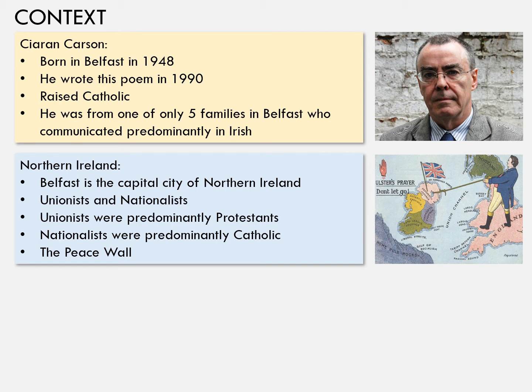So there are people in Northern Ireland who are happy to be unified with Great Britain, part of the Union Jack. They are the Unionists. But there are also people in Northern Ireland who are not happy with that, or were not happy with that, and are therefore nationalists. They want to be one nation as Ireland. And religion comes into play because Unionists were predominantly Protestants and nationalists were predominantly Catholic.